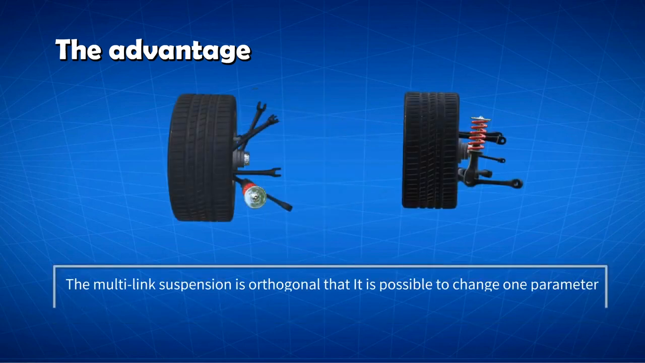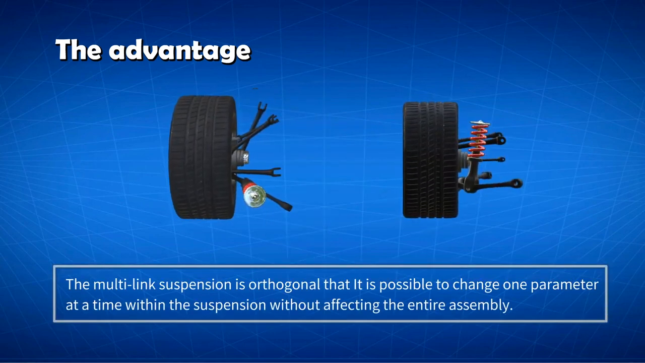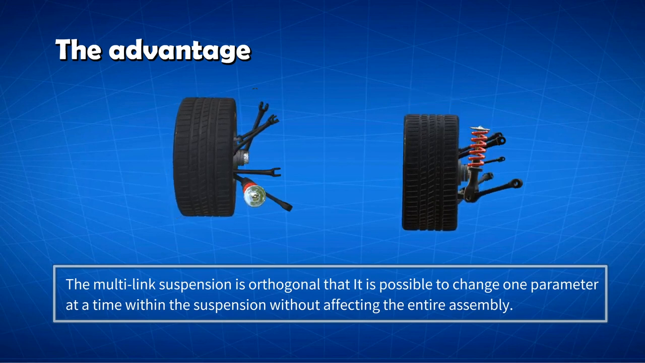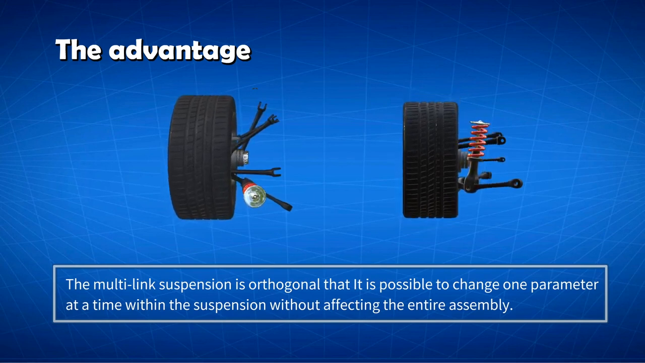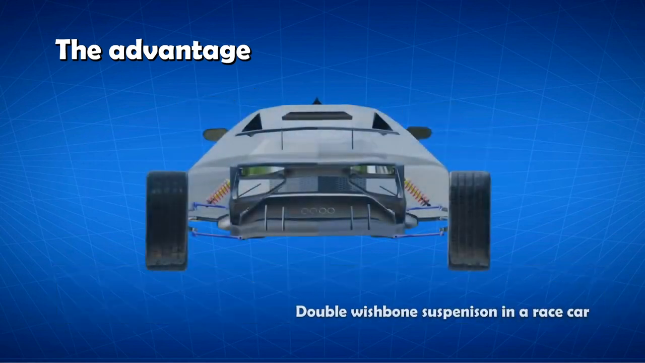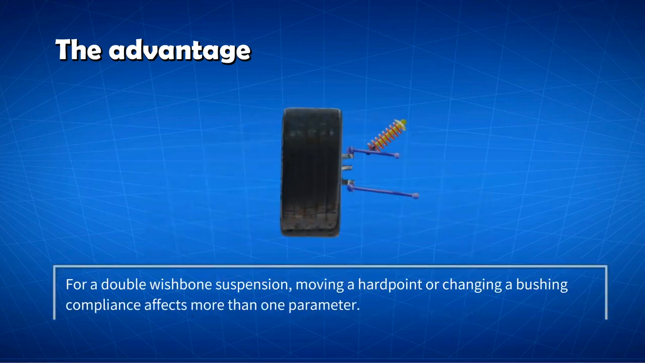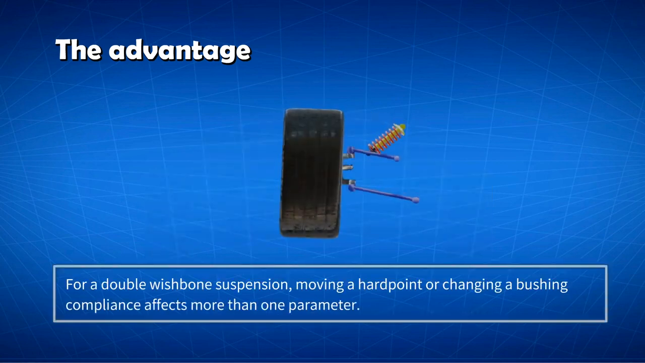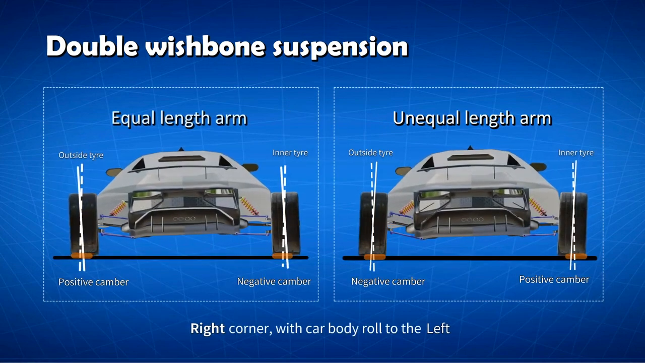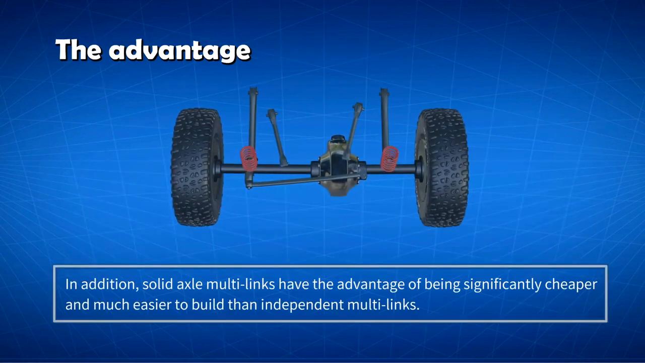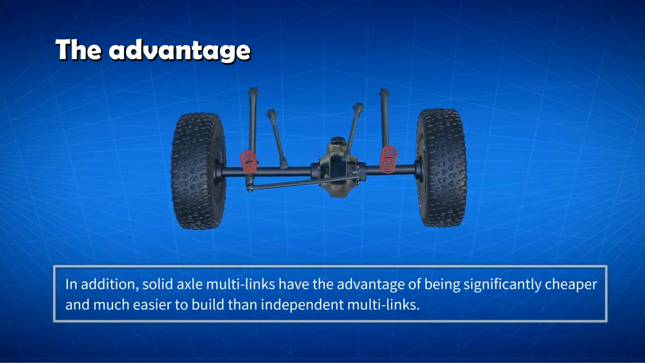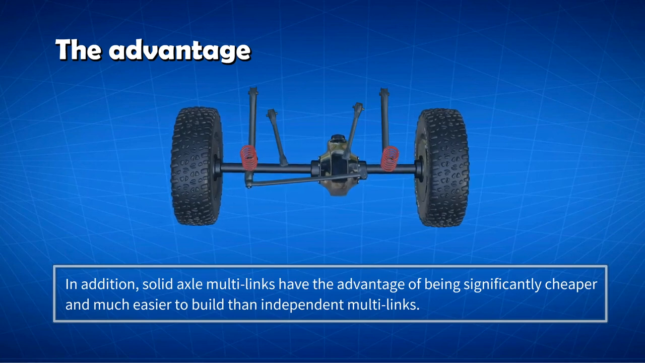In the simplest form, the multi-link suspension is orthogonal, in that it is possible to change one parameter at a time within the suspension without affecting the entire assembly. This is a significant difference from double wishbones. For a double wishbone suspension, moving a hardpoint or changing a bushing compliance affects more than one parameter. In addition, solid axle multi-links have the advantage of being significantly cheaper and much easier to build than independent multi-links.